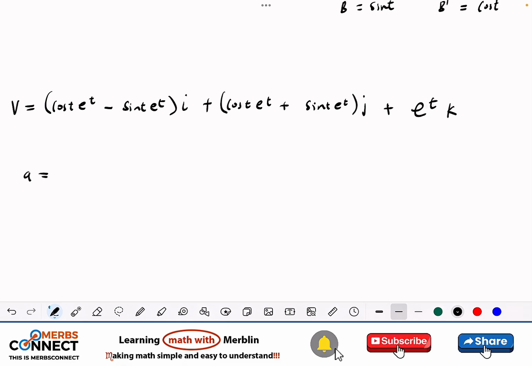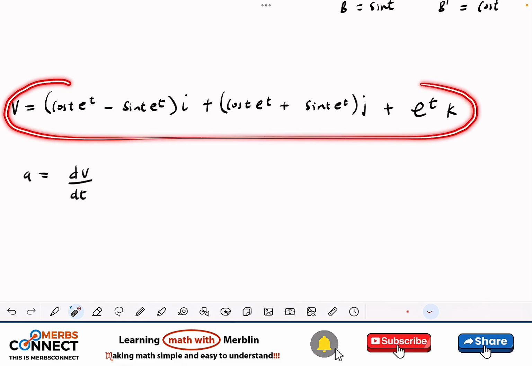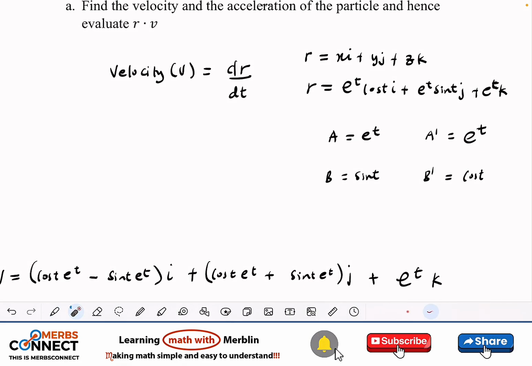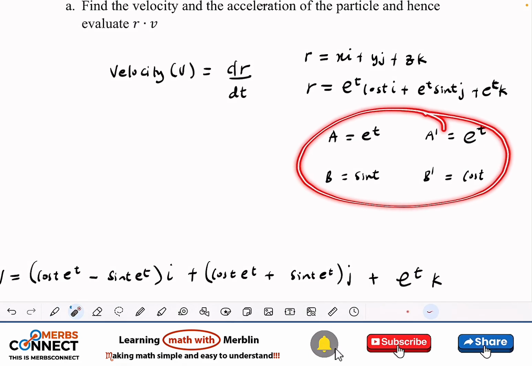So acceleration is equal to dv over dt, which means that we need to differentiate the velocity. So let's do that. Same idea here. You see that this one is product rule again. This is another product rule, and this is another product rule again. So it's a lot of work that we need to do here. The same idea applies anytime you are doing product rule.